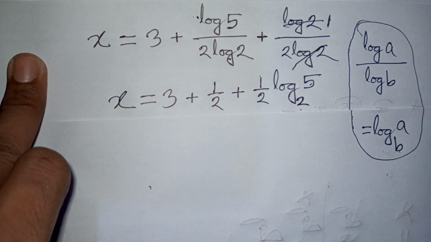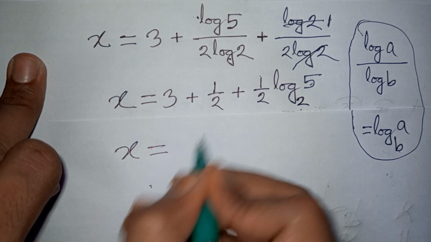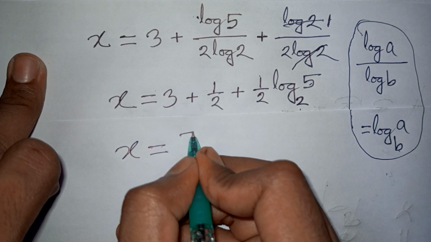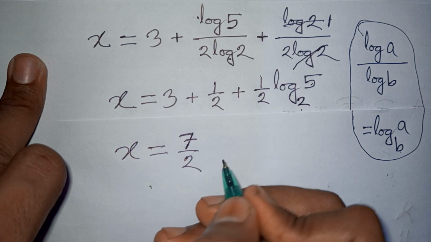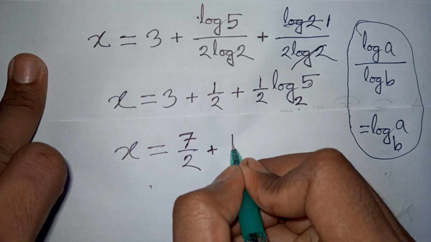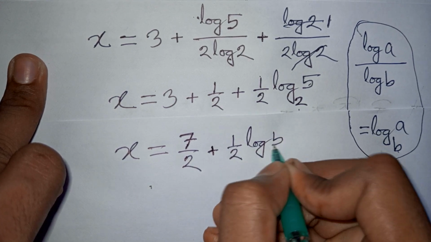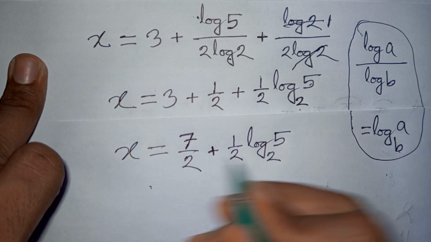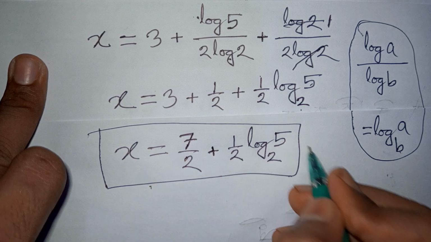Then x is equal to 3 plus 1 by 2, 3 plus 1 by 2, that means it will be 7 by 2 plus 1 by 2 log 5 base 2. So this is the value of x. This is our final answer.